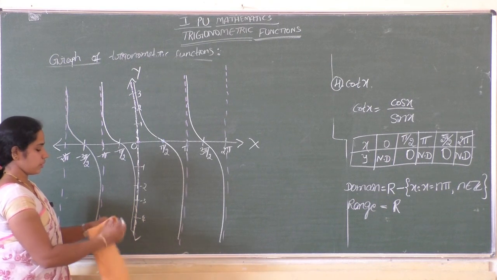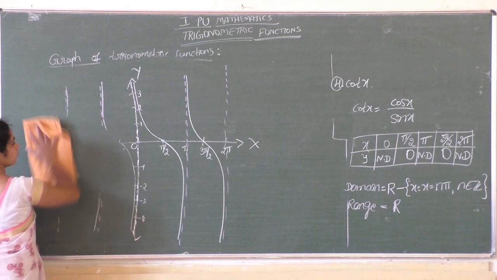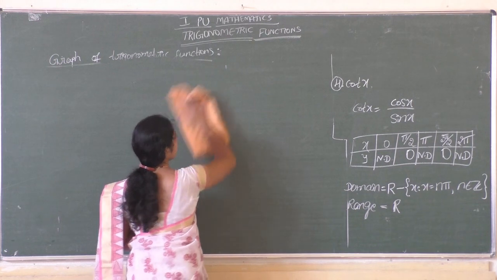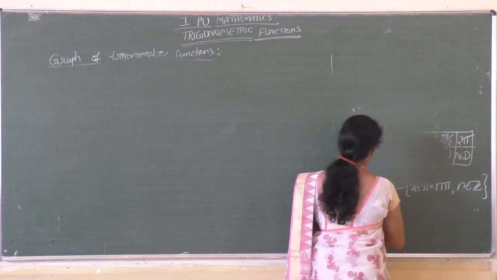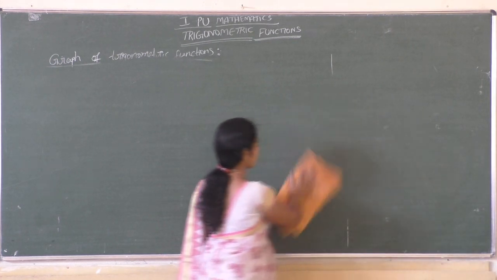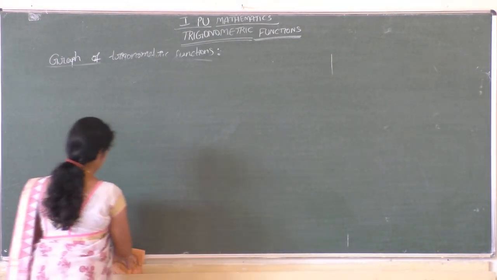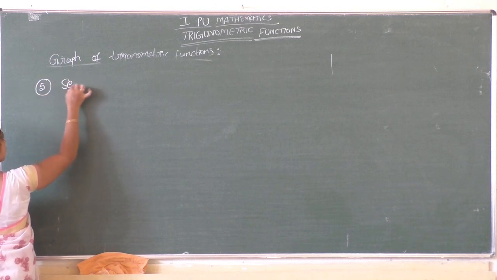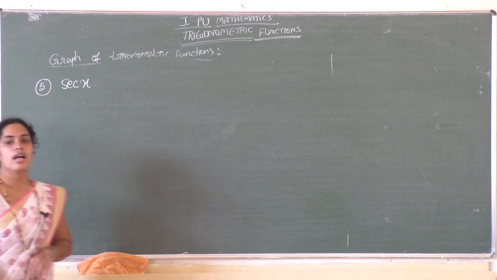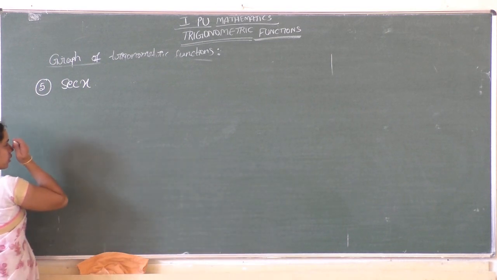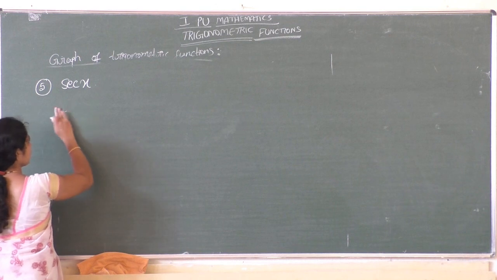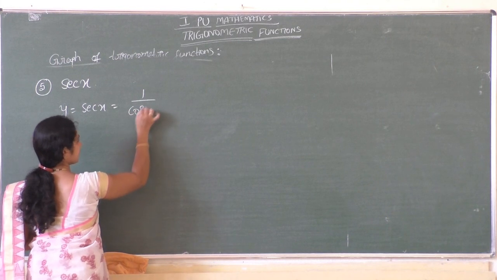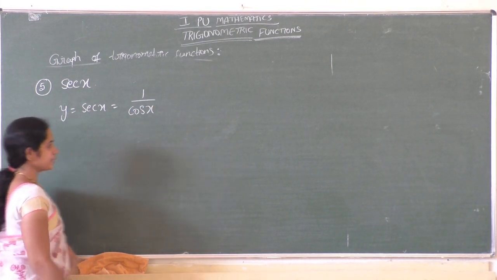Then next one, fifth one, secant x, one more cosec x. Secant x can be written as f of x, or we can write it as y equals secant x. Secant x can be written as 1 by cos x.